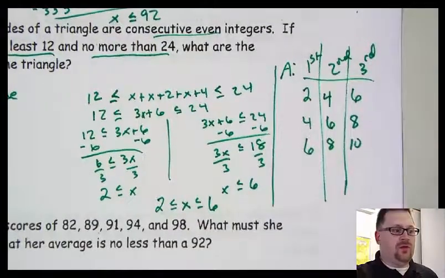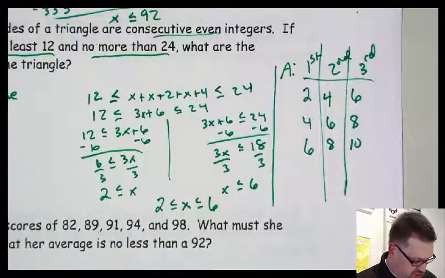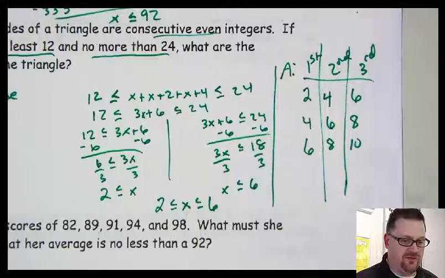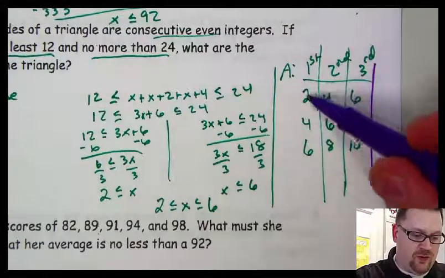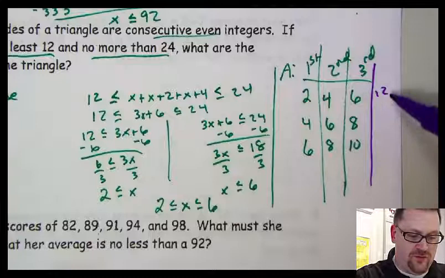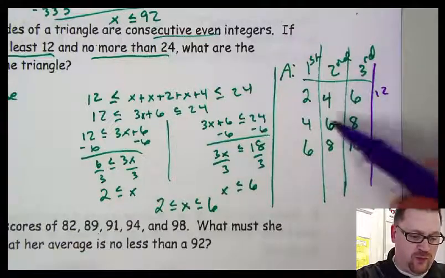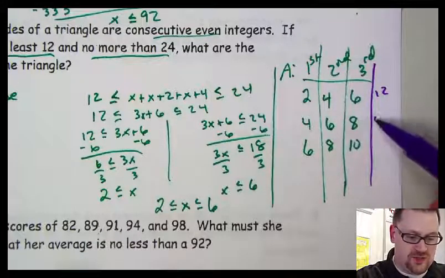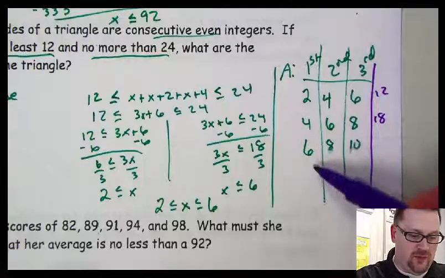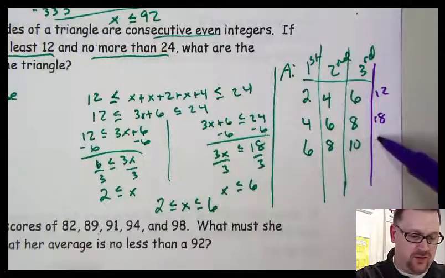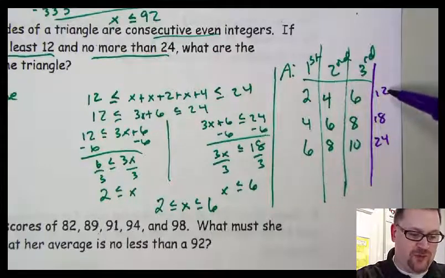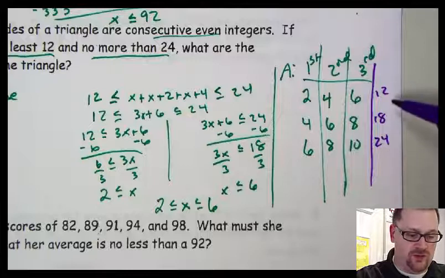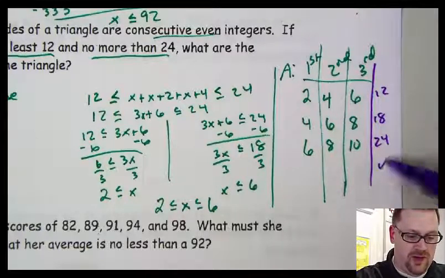Okay? Now right within this, let's do our check and make sure that it actually works out. So if I'm looking for perimeter, so if I'm looking right here, my perimeter would be 2 plus 4 plus 6, which is 12. Right here, my perimeter would be 4 plus 6 plus 8, which is 18. And here, my perimeter would be 6 plus 8 plus 10, which is 24. See how the perimeters are trapped between 12 and 24? The lowest is 12, the highest is 24. That means I check.